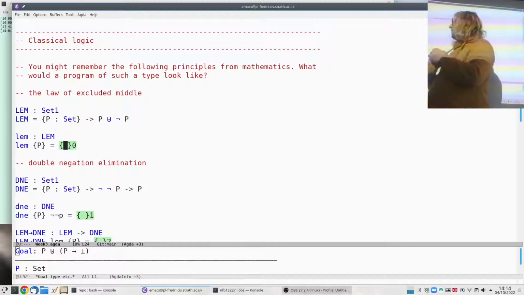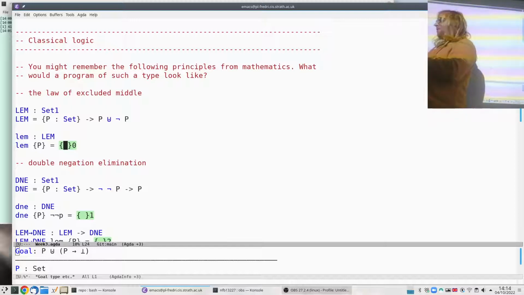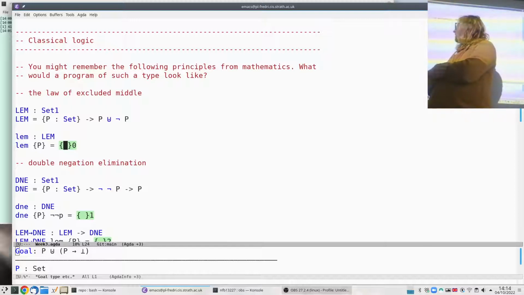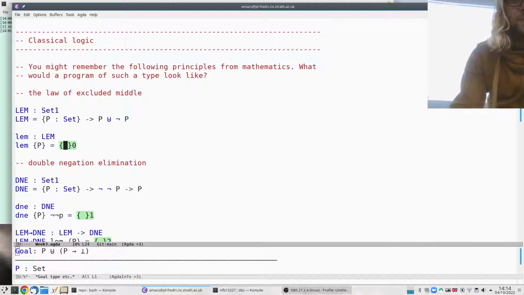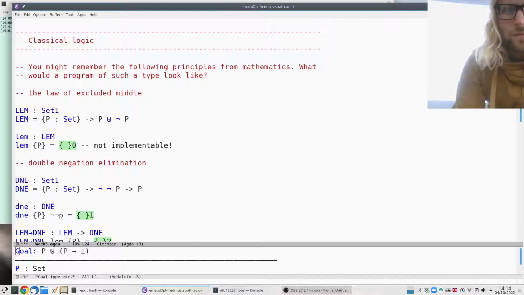So P could be the set of proofs that a given Turing machine halts. And then this function would have to figure out whether it holds or not. If we could do this, we could solve the whole thing. And that would, of course, involve looking at P to see what P is to decide whether it's true or false. But the logic doesn't let us do that in the mathematical sense.